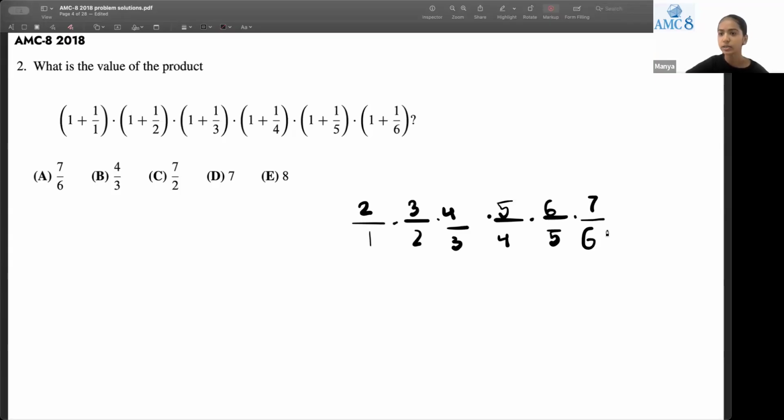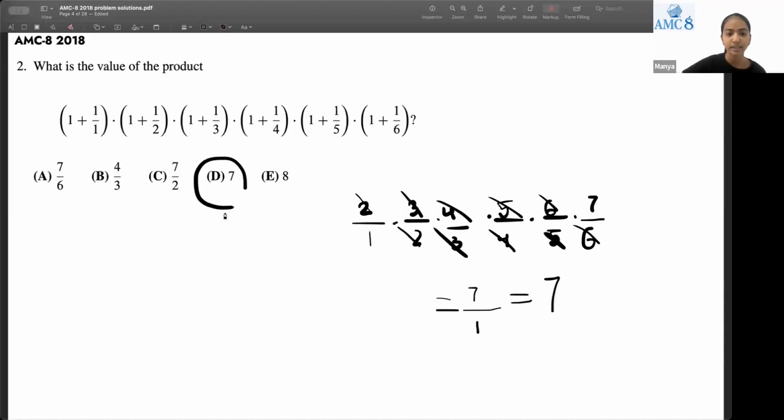Now, instead of multiplying the top numbers and the bottom numbers, we could just cancel out. Remember how multiplication and division cancel out with each other? Then we can cancel out the 2's, the 3's, the 4's, the 5's, and the 6's. And we cannot cancel out the 1 and 7 because there's nothing that can be canceled out with them. So we're going to get 7 over 1. Just write the top number over the bottom number. When we get 7 over 1, the answer is just equal to 7. And that's how we got our answer choice D, 7.